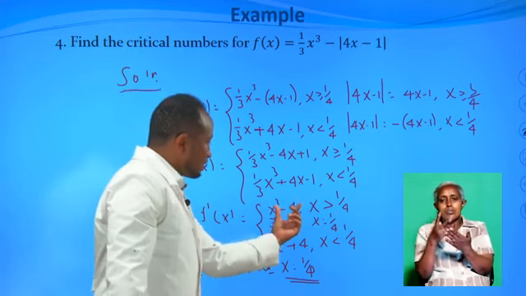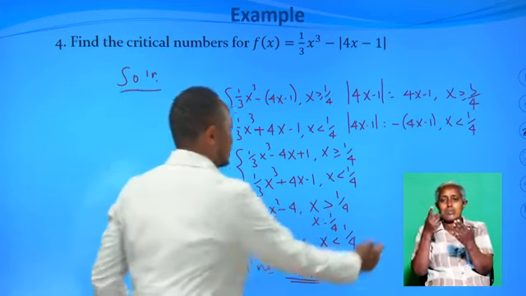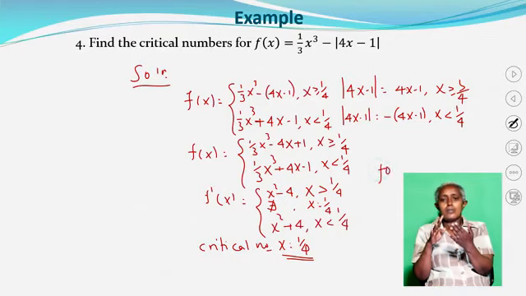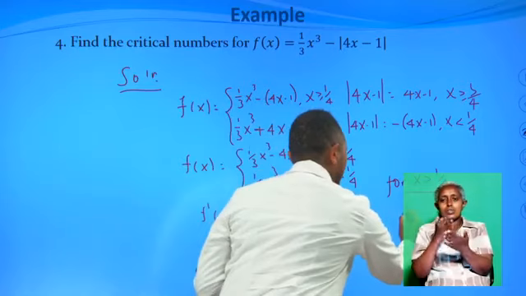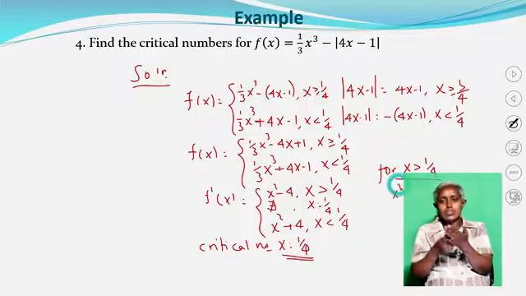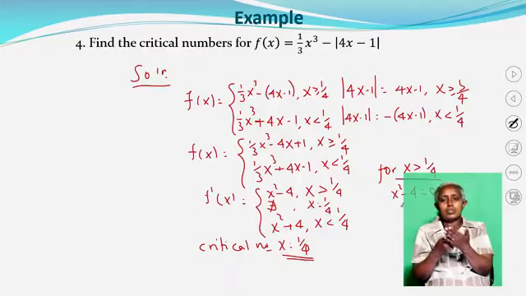Look at this interval, for x greater than 1 over 4. For this interval, the derivative is this one. So, is there a point where the derivative of this function will be 0 on this interval? Let's check that. x squared minus 4 is equal to 0. So, from this, you can see that x is equal to plus or minus 2.